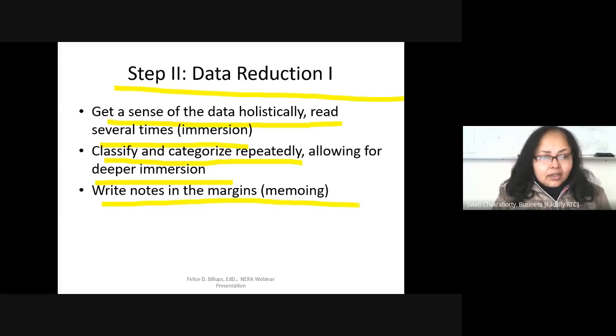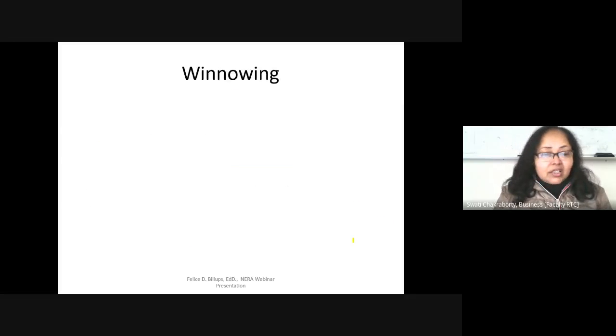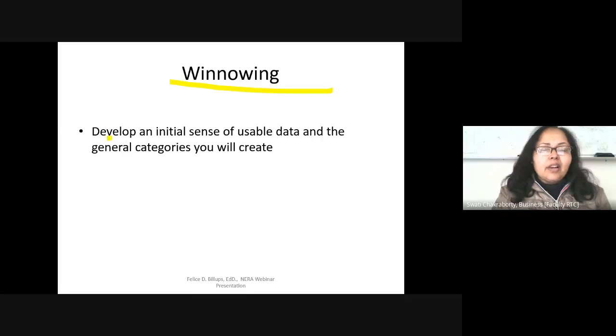That's called memoing. And after that, you make preliminary classification schemes. As you read it and start categorizing, a preliminary classification scheme starts emerging, based on which you categorize the raw data into groups, which is also called chunking. Then we have winnowing, where you develop an initial sense of the usable data and the general categories that you will create.